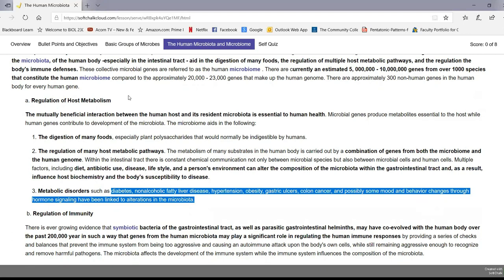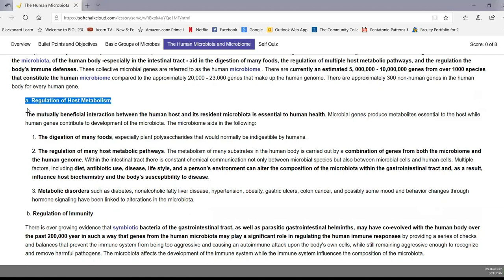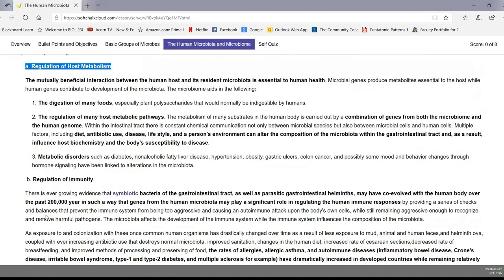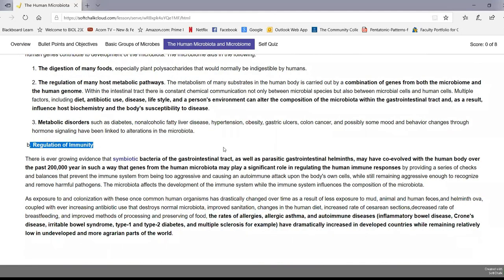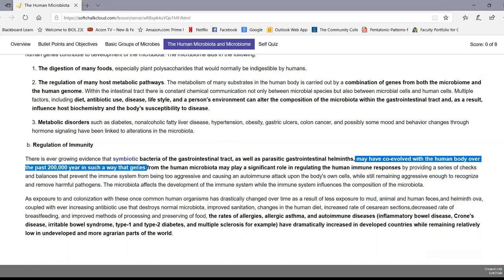And besides regulating our metabolism, we also know that the microbiota is critical to regulating our immunity. So we know that many of the bacteria that live in and on our body, along often with parasitic helminths, co-evolved with the human body over about 200,000 years. So that the human microbiota now plays a significant role in regulating our immune responses.